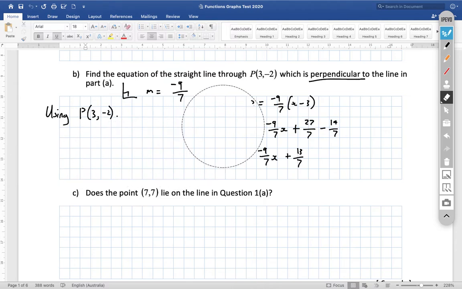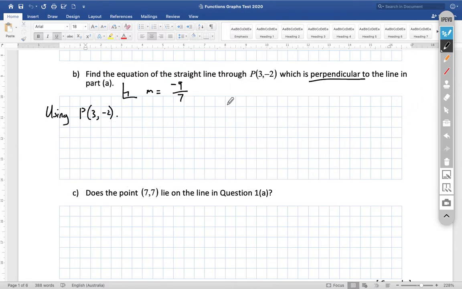Now, here's the other way. Try and do it quickly. I know that equations of straight lines take on this form. I plug in the gradient. These methods are really not that different. Then I use the point. I say that this equation has to give this point, therefore minus 2 equals minus 9 on 7 times 3 plus some number, I'm not sure what it is yet, about to find out. Minus 2 equals minus 27 on 7 plus some number.